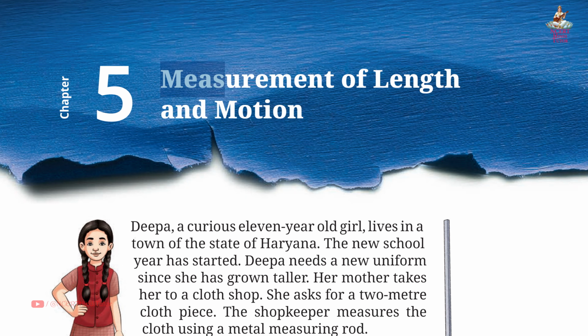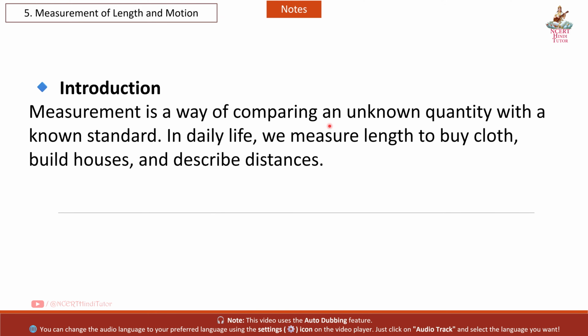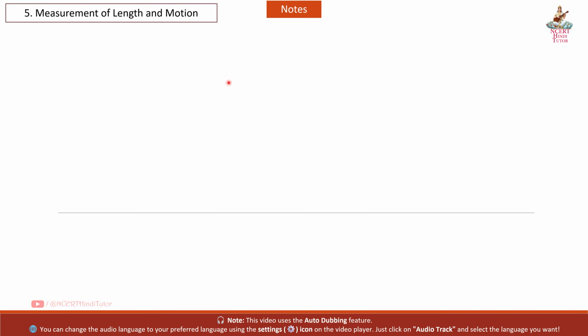Chapter 5 Measurement of Length and Motion, Short Notes and Summary from Grade 6, Subject Science, Book Curiosity. Introduction. Measurement is a way of comparing an unknown quantity with a known standard. In daily life, we measure length to buy clothes, build houses, and describe distances.